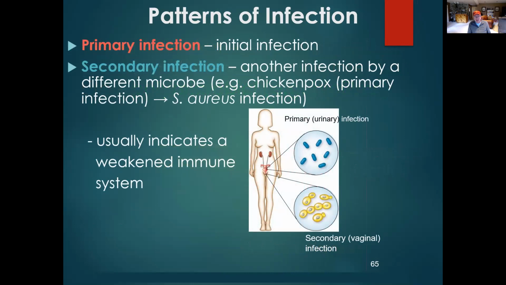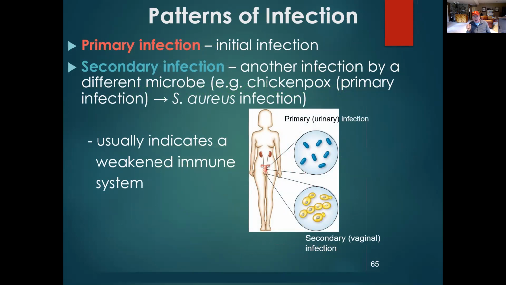Primary and secondary, I think that's pretty self-explanatory. Primary, again, is the initial infection at that site. A secondary infection is at some other site somewhere else, perhaps caused again by a totally different microorganism. Here we're talking about a viral infection, chickenpox, setting up in one location, but allowing Staph aureus to become the problem microbe at that particular site, perhaps, or elsewhere in the body.